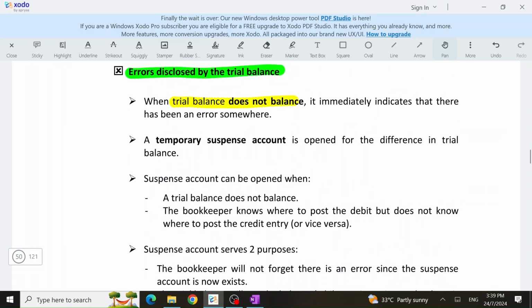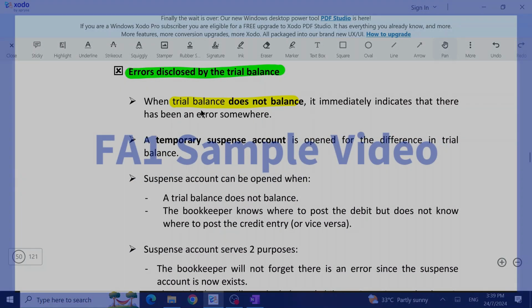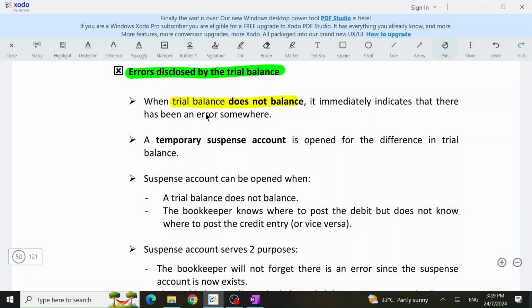In simple terms, it means now your trial balance does not balance. The debit and the credit have different figures. Alright? So when you see this, you will know immediately, oh, there must be an error. Am I right? Okay, so let's go back to where we have learned the trial balance the other day.